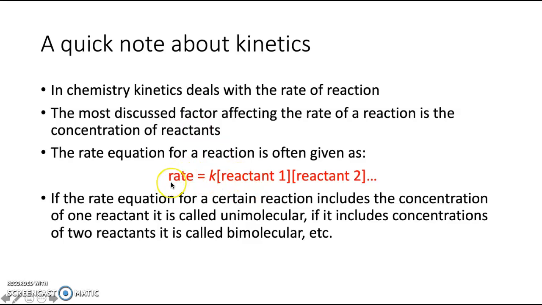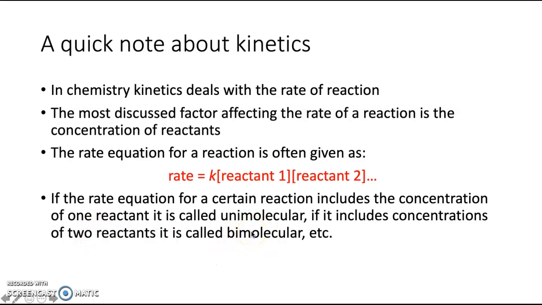And then the rate of a reaction can often be calculated using this rate equation, so the rate will be equal to some constant K times the concentration of the reactants. And then sometimes we end up with exponents in here as well, depending on how the actual kinetics of the reaction go down. And then some terminology here. If the rate equation for a certain reaction includes the concentration of one reactant, then we call that rate unimolecular. And if it includes concentrations of 2 reactants, then we call it bimolecular.